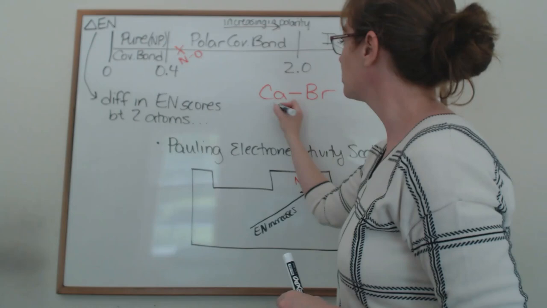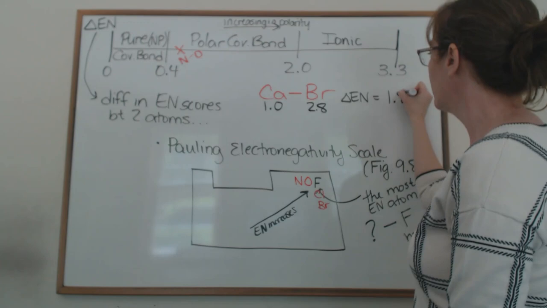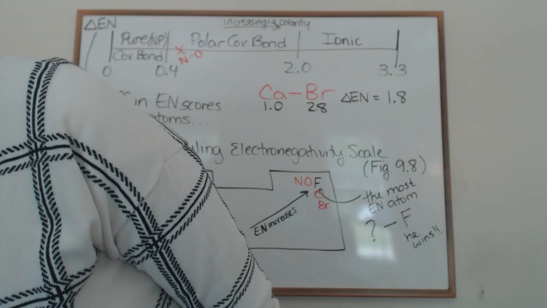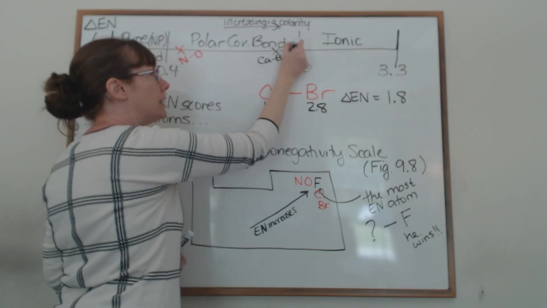Bromine scores a 2.8. The delta EN would be 1.8. And, oh, here we go. Perfect example. Calcium is 1.0. Bromine is 2.8. Yeah, the difference is 1.8. So the calcium-bromine bond is actually technically, according to this scale, a polar covalent bond.